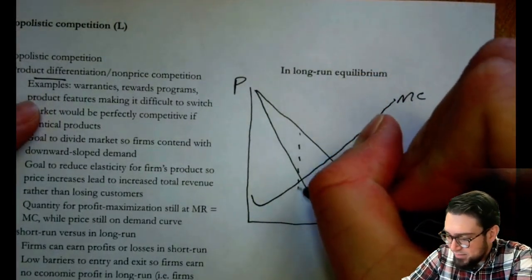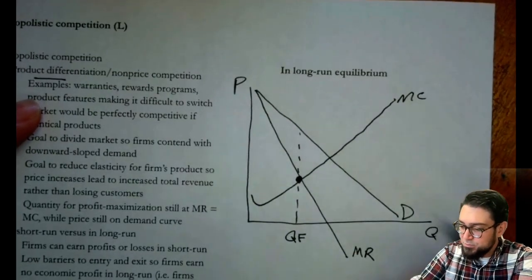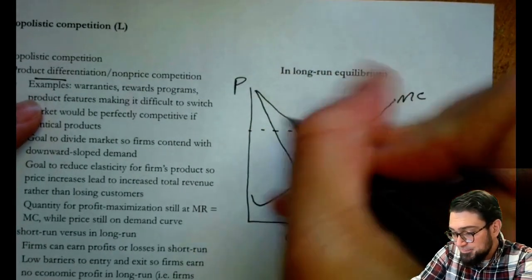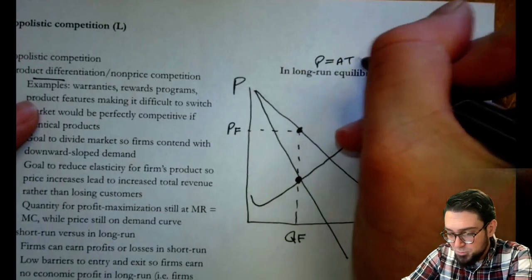Now we know that they profit maximize. Whoa, I missed it. Got to put a dot. Profit maximize at MR equals MC, and they price up here on the demand curve. And this one says in long run equilibrium, so I am going to do price equals the ATC.